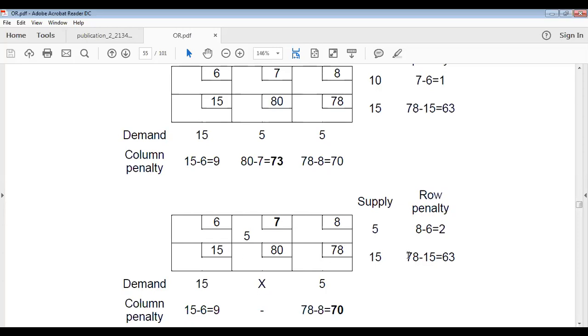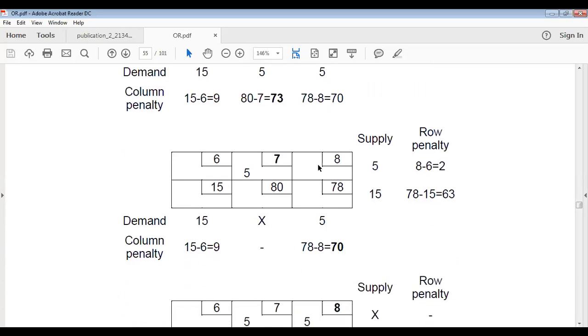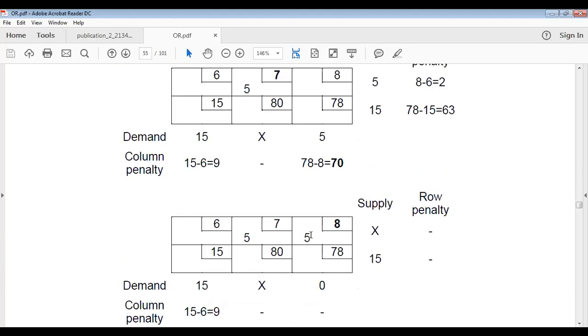78 minus 15, 63. And this is 78 minus 8, 70. And this is 15 minus 6, 9. Again, now because it's already crossed, it does not exist. Therefore, 70 is the maximum penalty. Among 70, what is the least cost? Against this 70, 8 is the least cost. You allocate the maximum possible. So here, you can allocate only 5. So 5 you can allocate, and the entire row is balanced and crossed out.